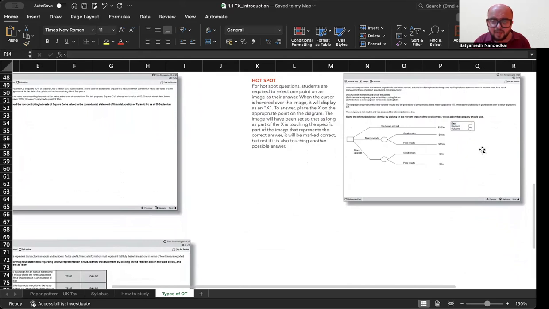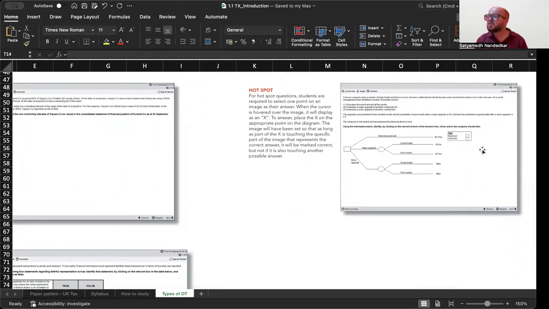And then the last type is the hotspot type question. This is not so common in the UK tax paper. It is more common in subjects like performance management. But basically, you will have a starting point, and then you will have to punch in or pick the correct answer for each of these nodes.